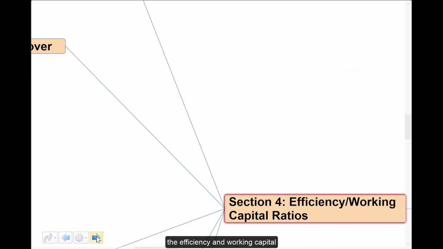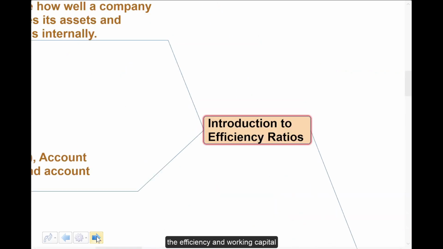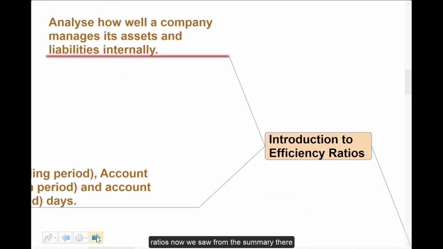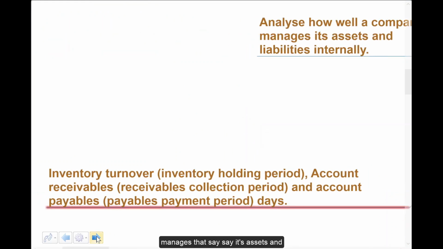Next area for us is the efficiency and working capital ratios. Now, we saw from the summary there, we're talking about how well a company manages, let's say, its assets and liabilities, or certain of them. First one, inventory turnover. Now we know that inventory turnover is important to a business because some businesses can have very, very high levels of inventory.